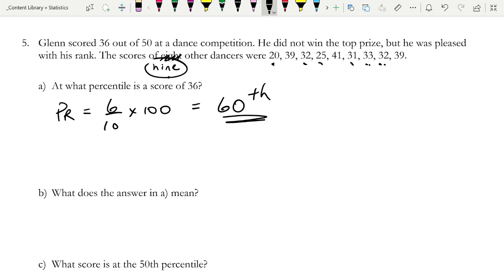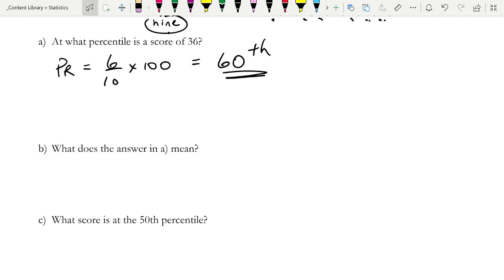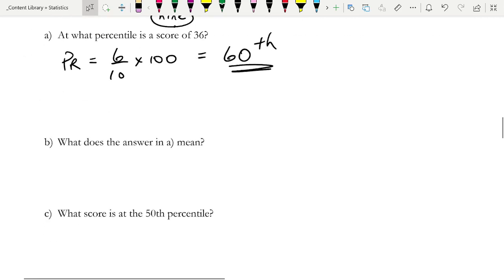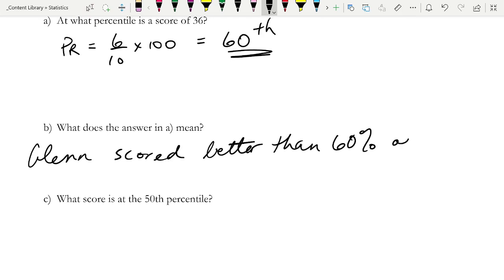Yeah. Okay. What does the answer in A mean? I remember giving a question like this in a test once, and kids give me an answer like, it means Glenn's a really good dancer. It's like, well, I don't mind that answer, but I'm not giving it a mark. Sorry. There you go. That's what we want. It means Glenn scored better than 60% of his competition. I'll pretend I know how to spell it. Is that right? That looks right. Yeah, there we go. Okay.